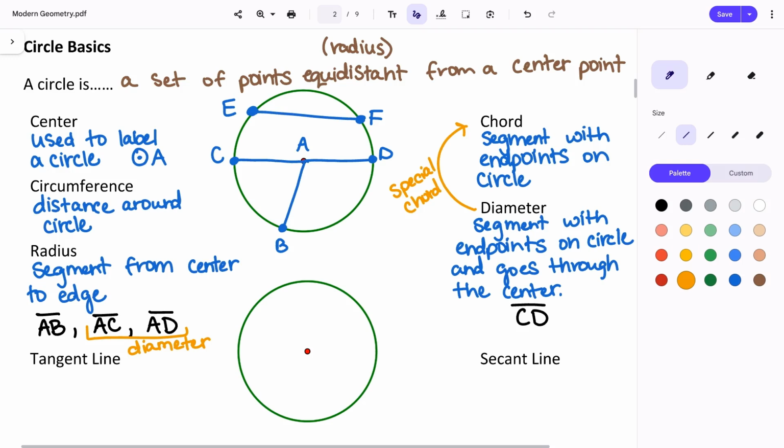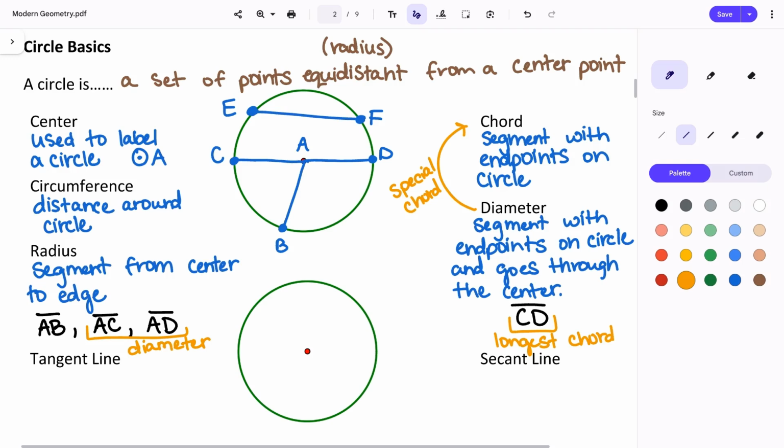So all diameters are considered chords. But not all chords could be considered diameters because they may not go through the center. If it is going through the center like this, like CD is, this is the longest chord possible on your circle. That would have maximum length. Diameters would always have maximum length because you're going from one edge to the other edge through the center. So that's the biggest distance that you're going to have on a circle.